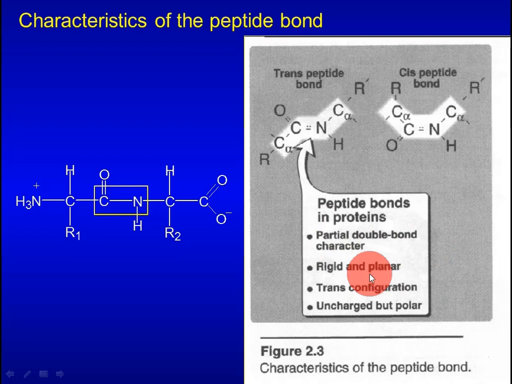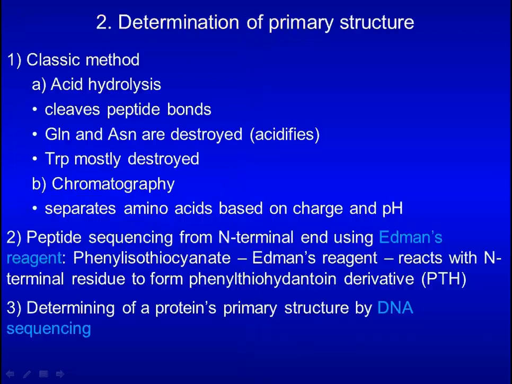Second, rigid and planar. The 4 atoms, oxygen, carbon, nitrogen, and hydrogen, are on the same plane. Third, trans configuration. Oxygen and hydrogen are on opposite sides of the carbon-nitrogen bond. Fourth, uncharged but polar. The presence of oxygen and nitrogen makes the peptide bond polar, but there's no charge associated with the peptide bond.